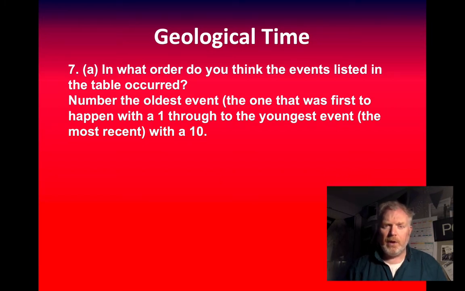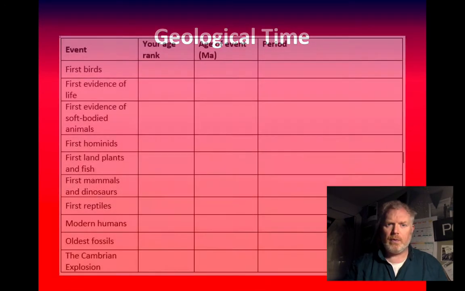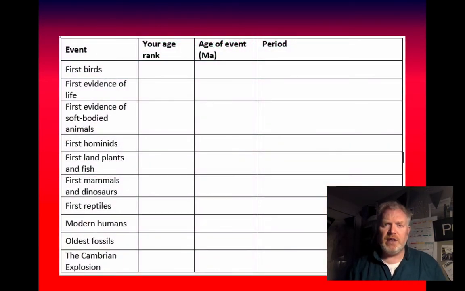Okay? Work through that. It's really about you thinking through the sequence of things, which things must have come first. If you want, do it in pencil in case you want to make changes later. But don't stress too much and don't worry about looking it up in advance. Just try and work out what you think the rank order is. This is the table I'd like you to fill in. So your first job then is to complete that column on the left for your age rank.